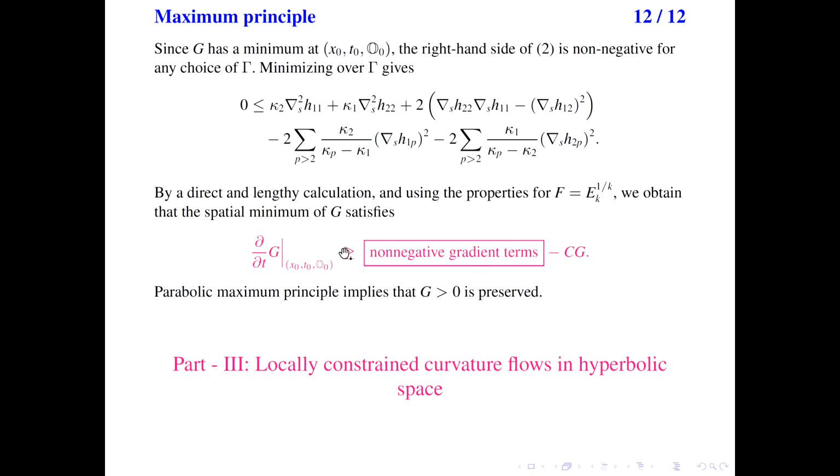Partial t of G is greater than minus a constant C times G plus some non-negative term. From this inequality, we can conclude that G is positive for positive time t by applying the parabolic maximum principle. Now G positive is equivalent to the evolving hypersurface having positive sectional curvature. So this completes the proof of the case. The positive sectional curvature is preserved along the flow.